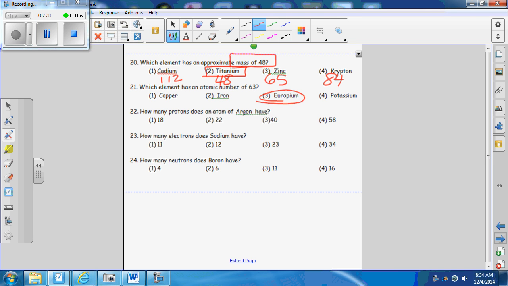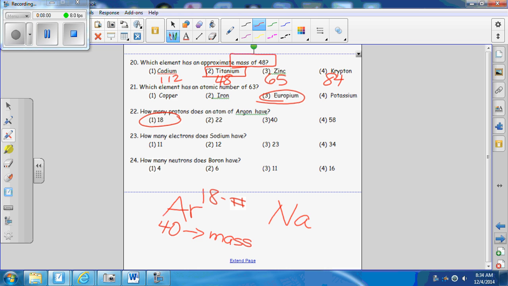How many protons does argon have? You know that argon is a noble gas. It has 18 on the top, and the number on the bottom is 40. So this is its mass, and this is its number, and the atomic number equals the number of protons, so therefore it has to be 18.